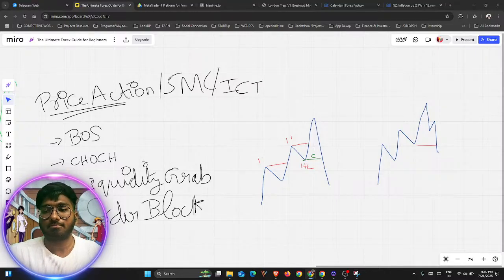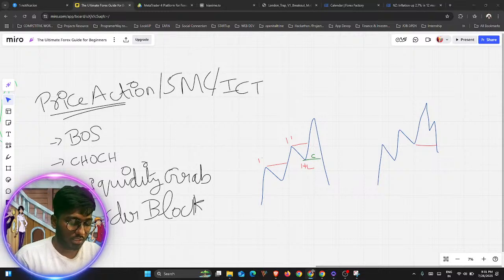Those are some very basic terms, and there is a term called inducement. We will look briefly at that in the SMC concept. Inducement simply means, okay, we just add it here first. We'll add it as IDM.